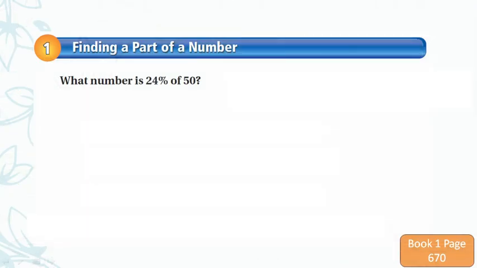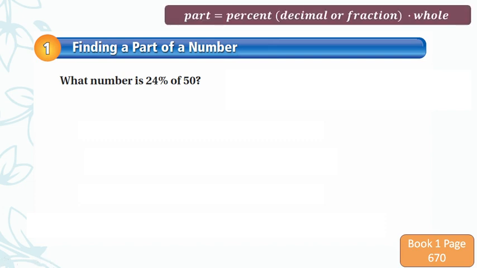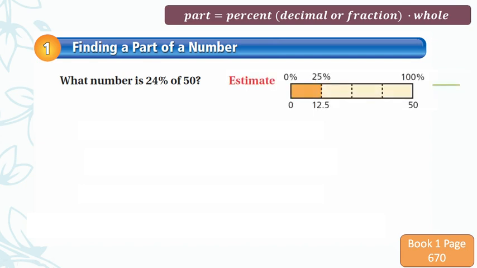Finding a part of a number. So in this instance, we actually have the part missing, and given to us is the percent as well as the whole. Step 1 will always be using the percent equation formula. Take a look at estimate this. 24% is really close to 1/4. So we know our answer should be close to 12.5 based on this graphic.